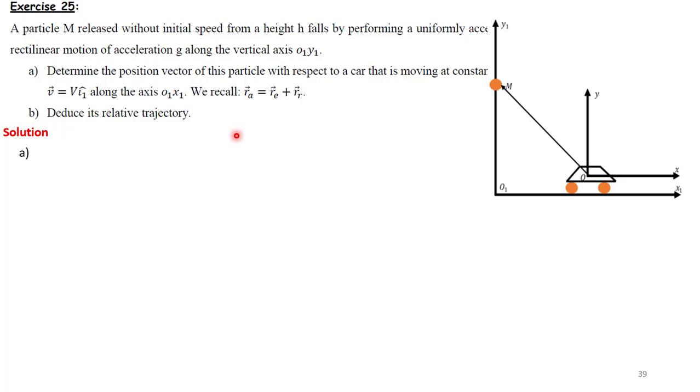Hello, we have a new exercise here about relative motion. So we will deal with absolute motion, relative motion, and the driving motion. So let's start with this exercise.